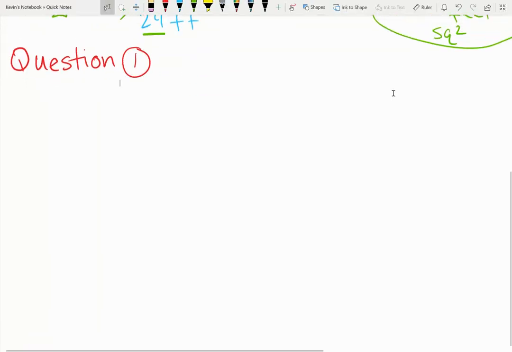Welcome back. Question 1, starting with question 1. So again, we're going to find the area. So I'm going to go ahead and draw our irregular shape, our combined rectangles.